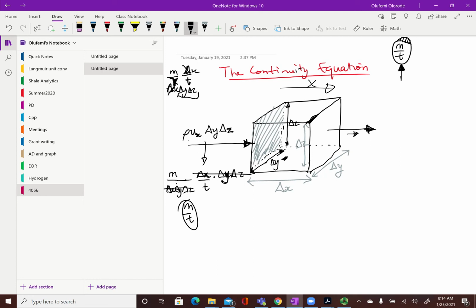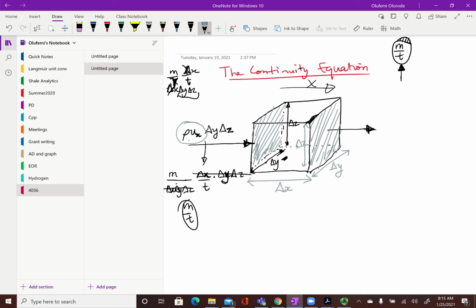Now, what do you think the mass rate flowing out of the cell will be? Will delta y, delta z change? No. The area remains the same. So the area of the right face is equal to the area of the left face. Correct? Will rho ux change? Of course, the velocity can change as the fluid flows through the tortuous path in the porous medium. The density can also change because technically the pressure on the right face can be different from the pressure on the left face.